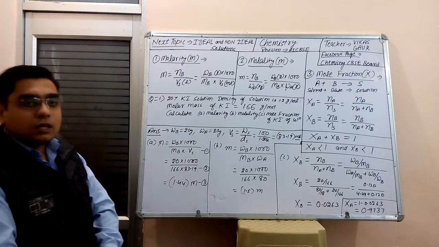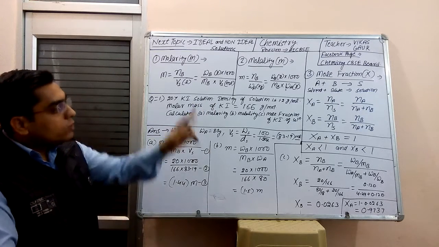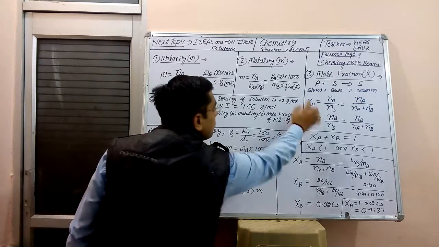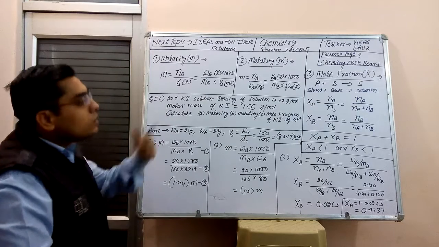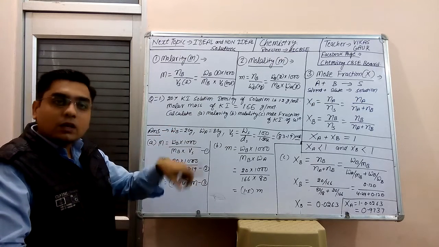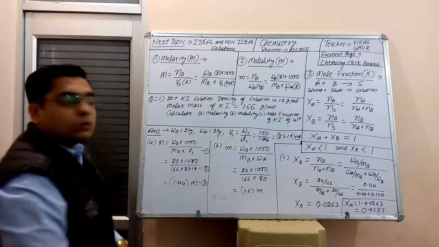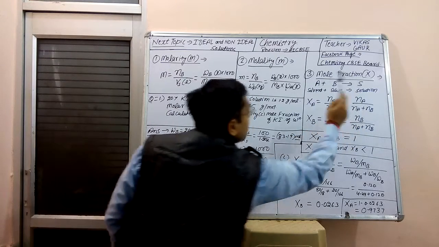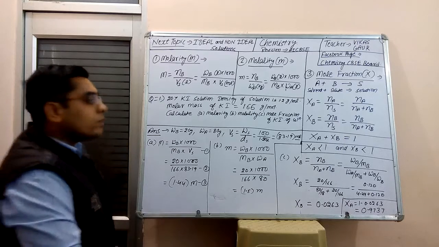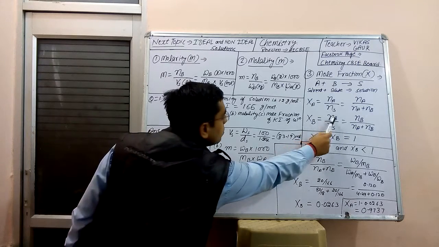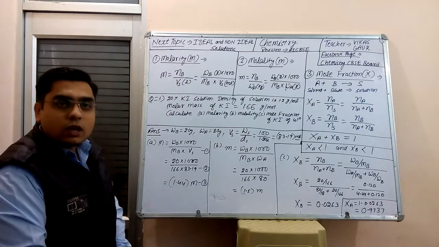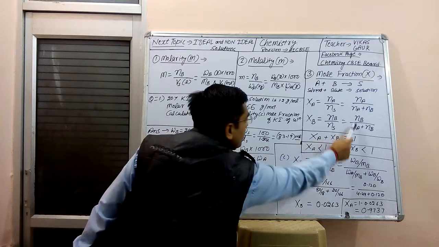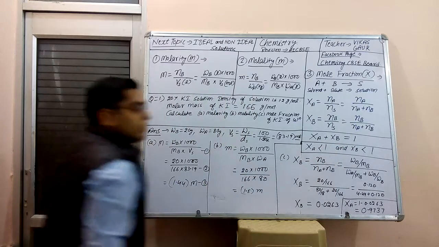If there is a solvent A and a solute B, and they form a solution S, then the mole fraction of A in the solution is equal to the number of moles of A upon total moles present in the solution S, meaning Na upon Na plus Nb. In the same way, the mole fraction of B is equal to number of moles of B upon total moles of the solution, meaning Nb upon Na plus Nb.